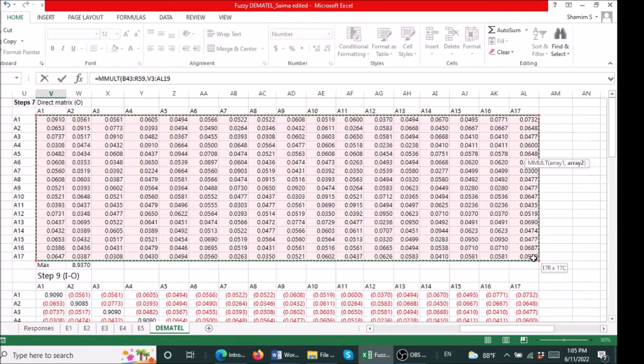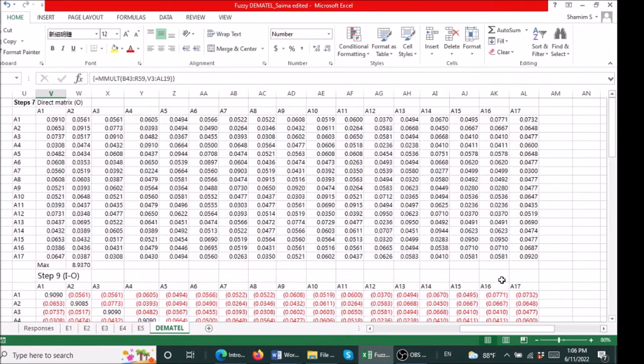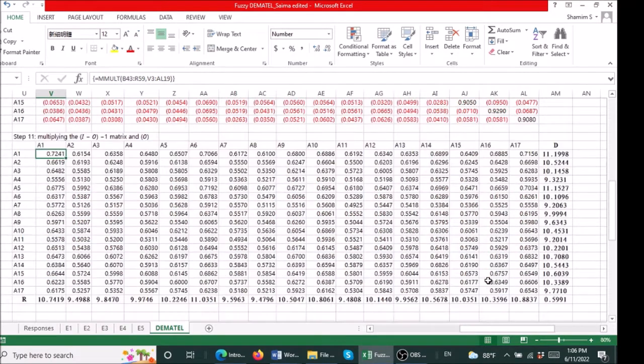Very careful, right? Don't include max. Okay, then close. Again Control Shift Enter. Okay. So then we got this matrix, Control Shift Enter, and now we have to calculate the D and R.